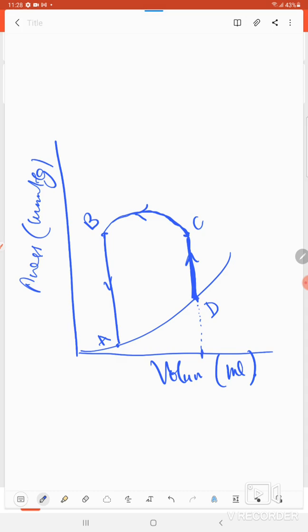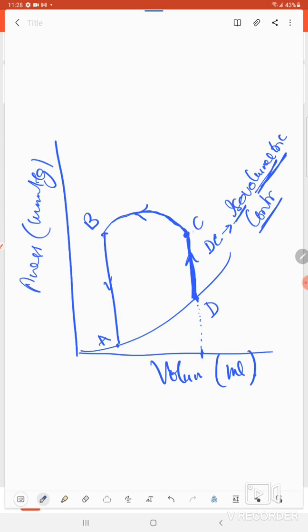That means throughout this phase, this DC, this is a phase of isovolumetric contraction. Iso means same, volumetric means at the same volume, and the ventricle is contracting. Now this particular point is the point where the pressure becomes so high that the aortic valve opens.